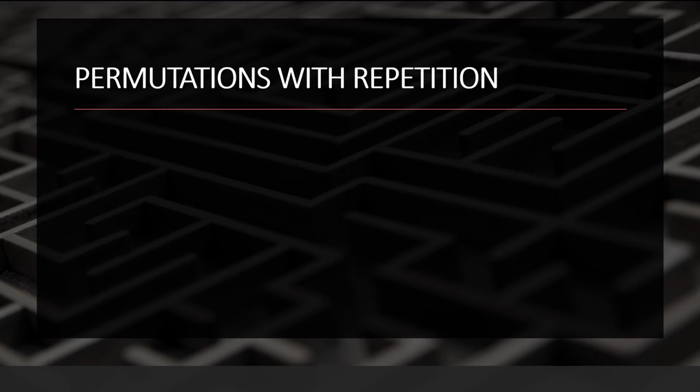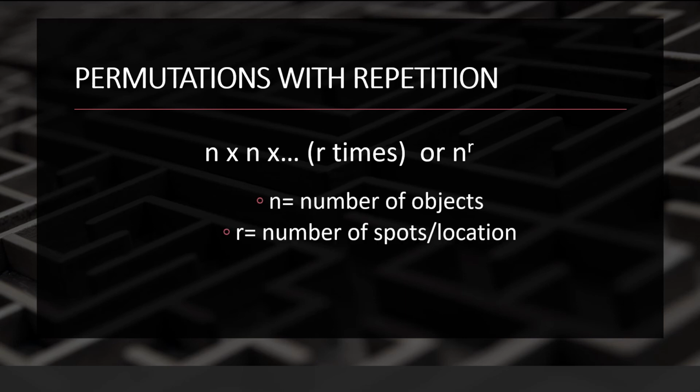There's an easy way to calculate when you have n things to choose from and you have n choices each time. We just multiply n times, and r determines the number of times, or we use the formula n raised to r. n stands for the number of objects or things we are choosing from, while r stands for the number of spots or locations we have to fill with those items.